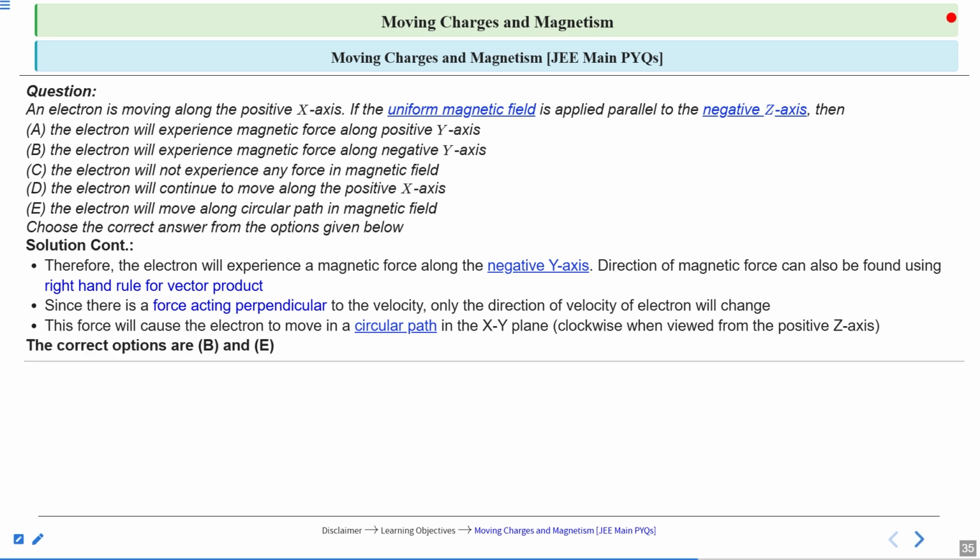So E statement is also correct. The electron will move along a circular path in the magnetic field. So correct options are B and E.